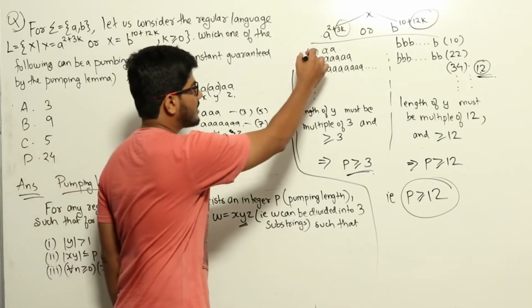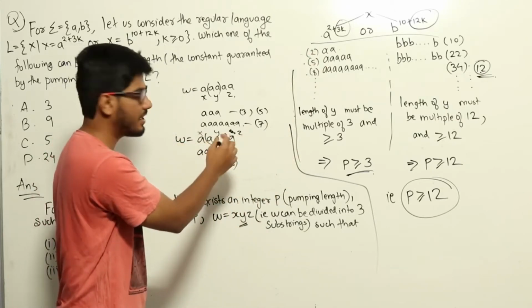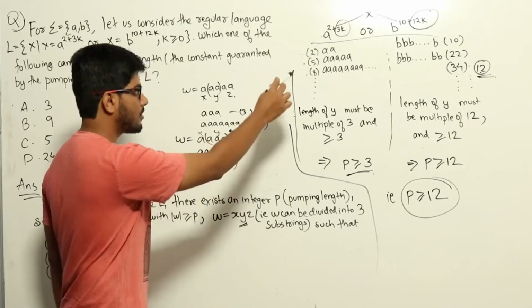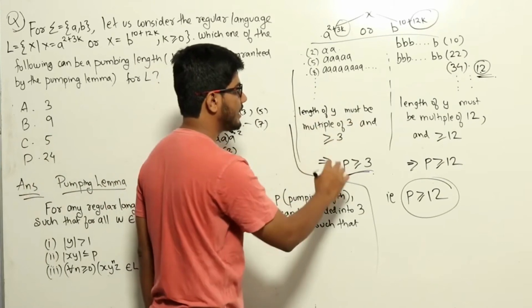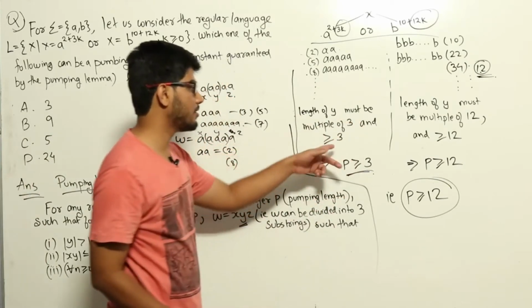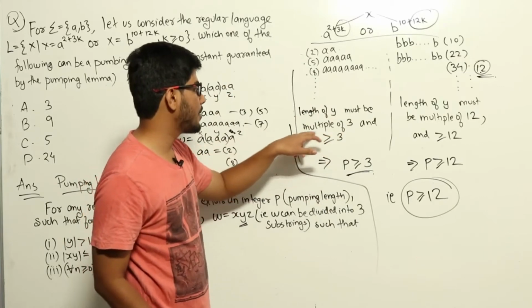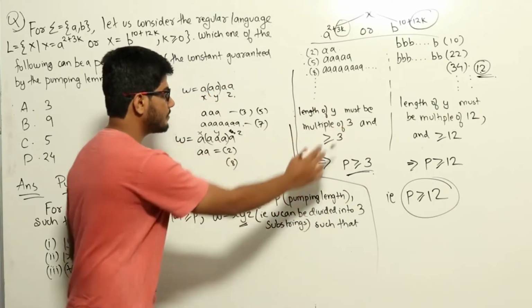So if we have to make strings in this language, as you see here, if we took y which had a length of 3 and the initial string w belonged to L, then all the strings generated will also belong to L. So clearly the length of y must be a multiple of 3, and also it should be greater than or equal to 3. The length of y had to be greater than 1, and it should be a multiple of 3, meaning it should be greater than or equal to 3 in multiples of 3.